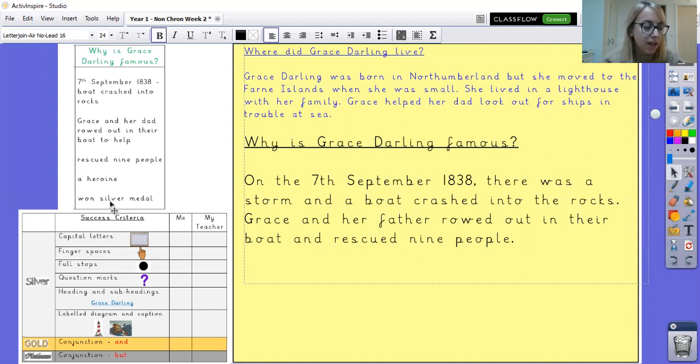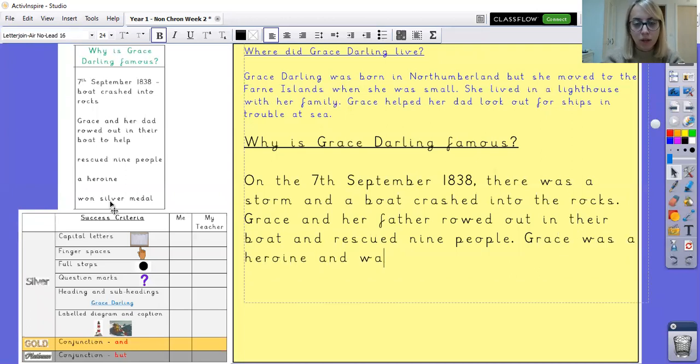So my sentence is going to be, Grace was a heroine and she was given a silver medal. She was given, she was awarded. I'm going to use that word. So Grace was a heroine and she was awarded a silver medal. Okay. Grace was a heroine and was awarded a silver medal. Now, why was she given a silver medal? What word do we use to describe Grace quite often, beginning with a B?